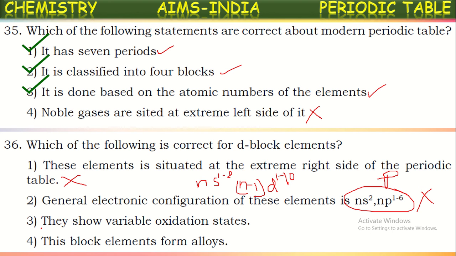They show variable oxidation states. Yes, it is correct. They can exhibit more than one valency or oxidation state because they have incompleteness in the two shells. And next one, d block elements form alloys. Yes, these elements can form alloys. They can be mixed one into another. So the correct statements about d block elements are these two.